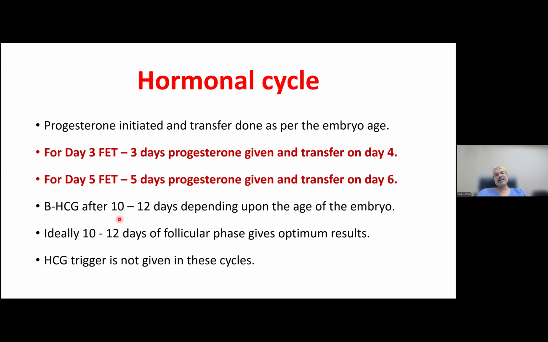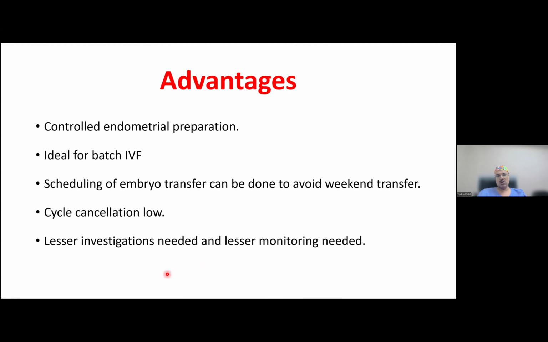Beta HCG to be done 10 to 12 days. So if it's a blastocyst transfer, we advise after 10 days. For day 3 transfer, after 12 to 14 days, depending upon the age of the embryo. Ideally, when you are doing an estrogen cycle, see to it that you follow 10 to 12 days of follicular phase. That means you are trying to mimic her natural follicular phase. That is what is going to give optimum results. And in these cases, HCG trigger is not given because there is no role of HCG in a hormonal cycle.